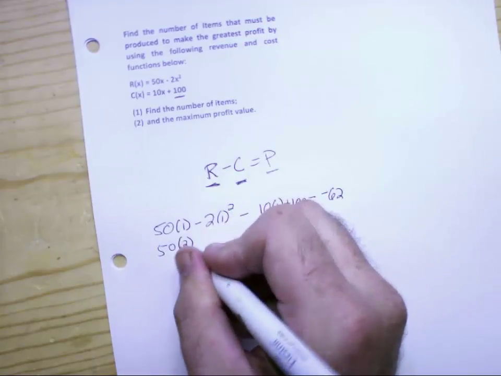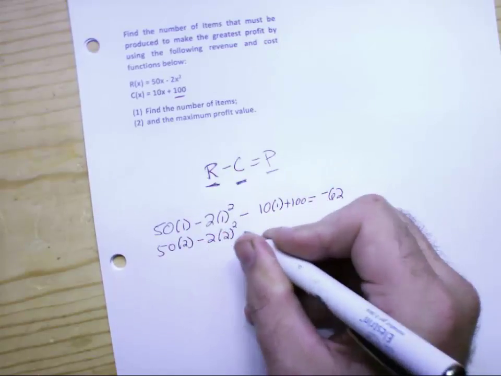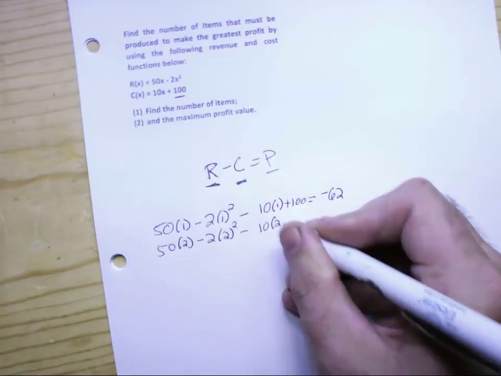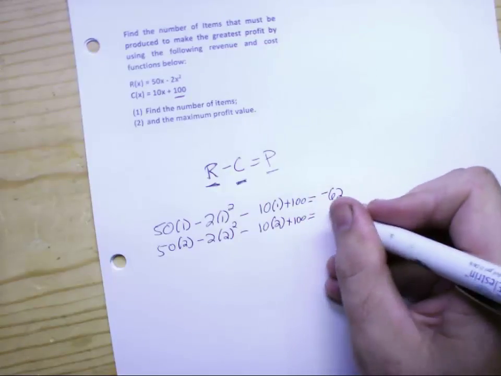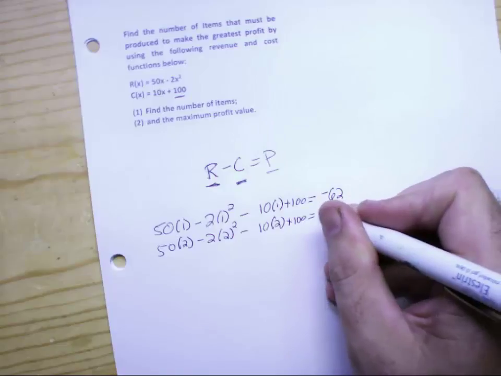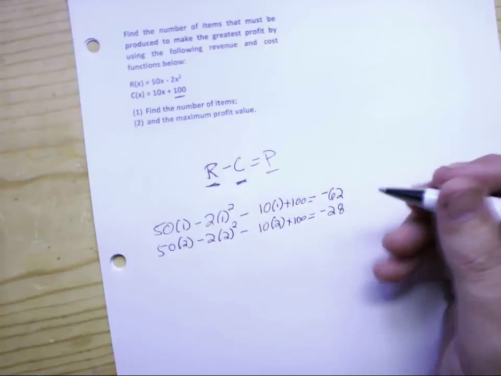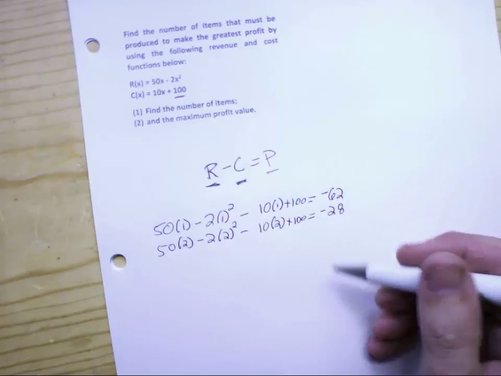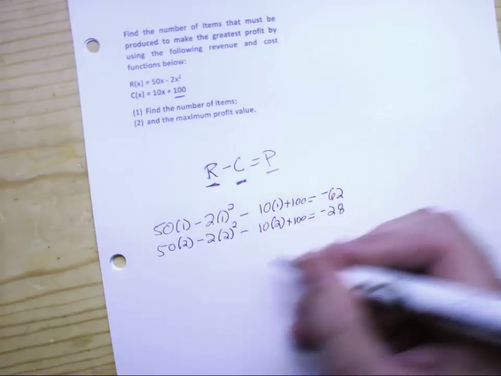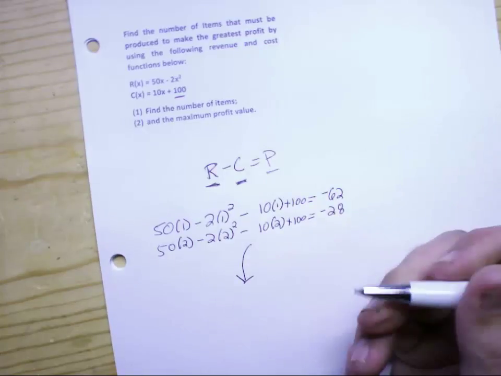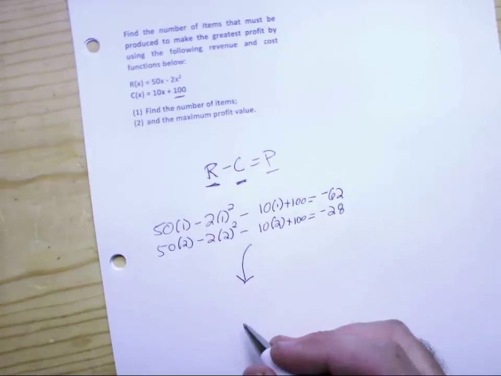Then 50 with 2 items, plus 100, and we're making negative 28. So we're starting to make more money as we go. So what you want to do is work this out, and you start to see the trend is going up. So when we go down, we skip a couple steps. We go down, and as you're going along, hopefully you wouldn't have to do too many of these.